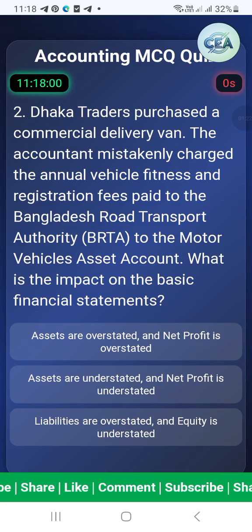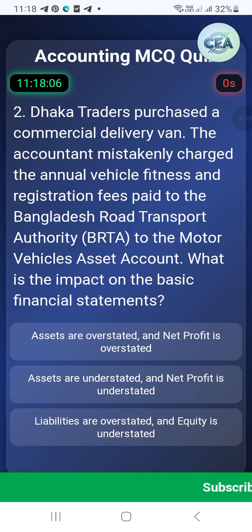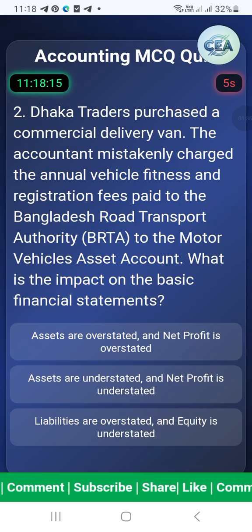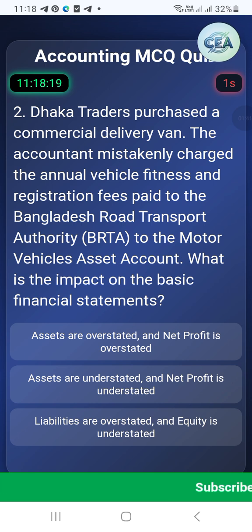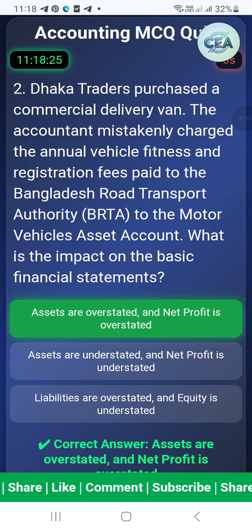Option 1. Assets are overstated, and net profit is overstated. Option 2. Assets are understated, and net profit is understated. Option 3. Liabilities are overstated, and equity is understated. Correct answer is assets are overstated, and net profit is overstated.